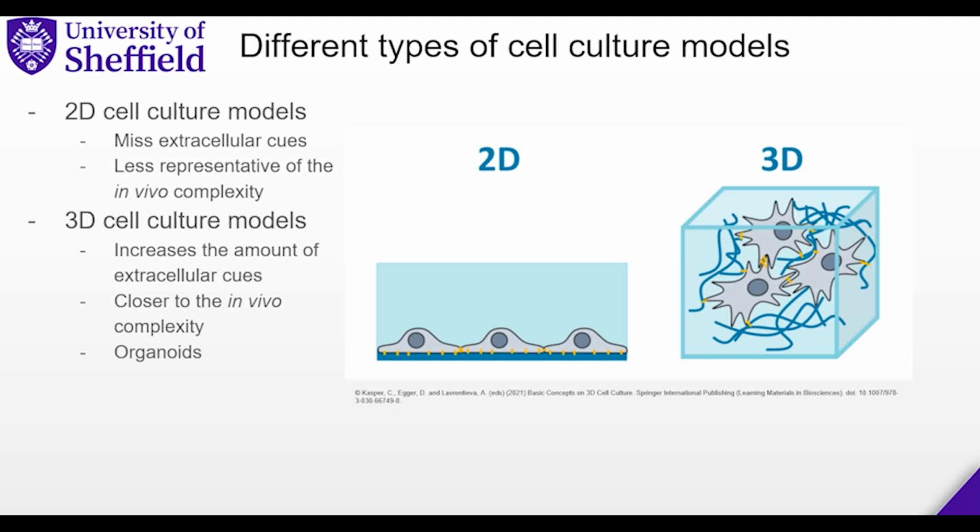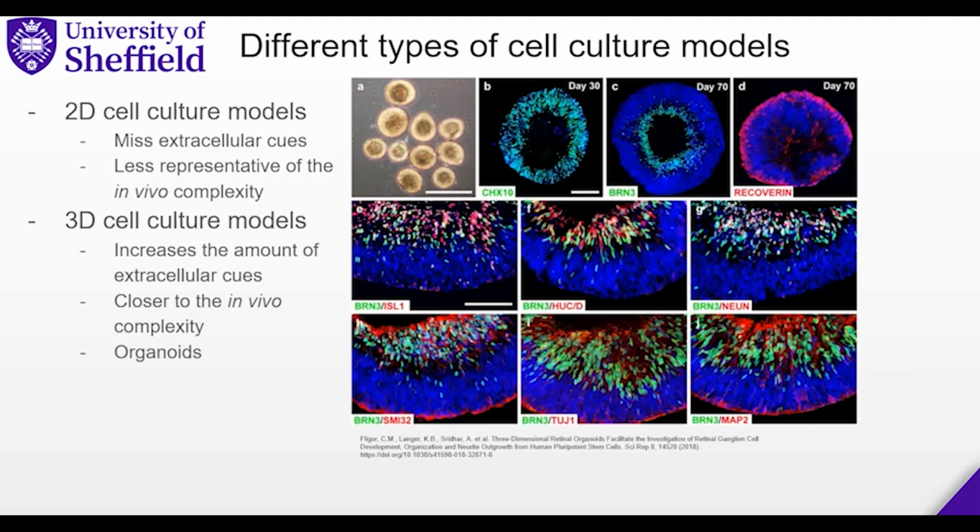In response to this, the last 10 to 15 years has seen a big increase in the use of 3D cell culture models, where cells are grown in 3D environments, usually consisting of hydrogels or collagens with added growth factors. This increases the amount of extracellular cues and can help cells organize into more representative structures, rather than just a flat surface. This results in models closer to the in vivo complexity.